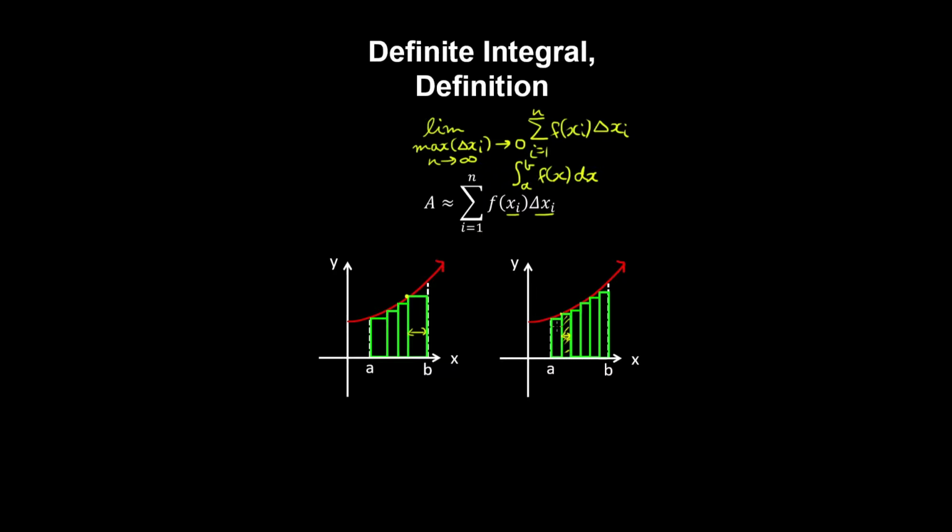And that is basically summing up the areas of all these rectangles from a to b. And this here is what we call the definite integral, which gives us the exact value of the area under a curve in the closed interval from a to b.